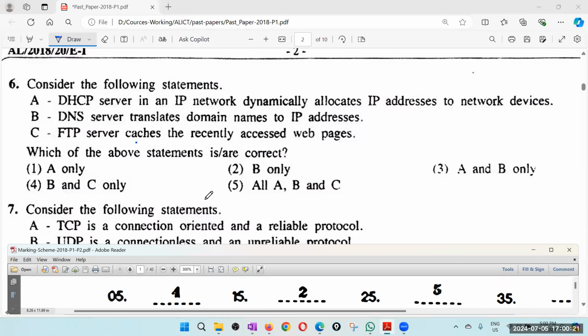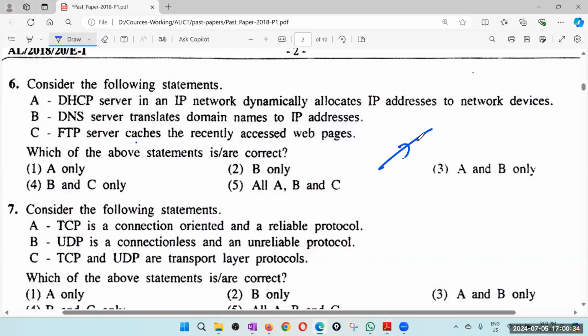Right, sixth question. Consider the following statement. This is a networking question. DHCP server, remember, Dynamic Host Configuration Protocol. So DHCP servers send the IP address to the devices.